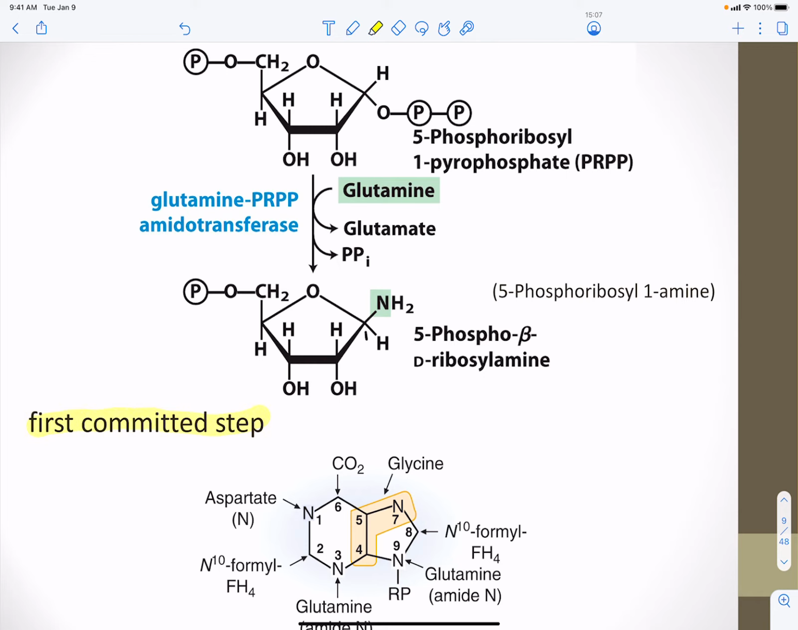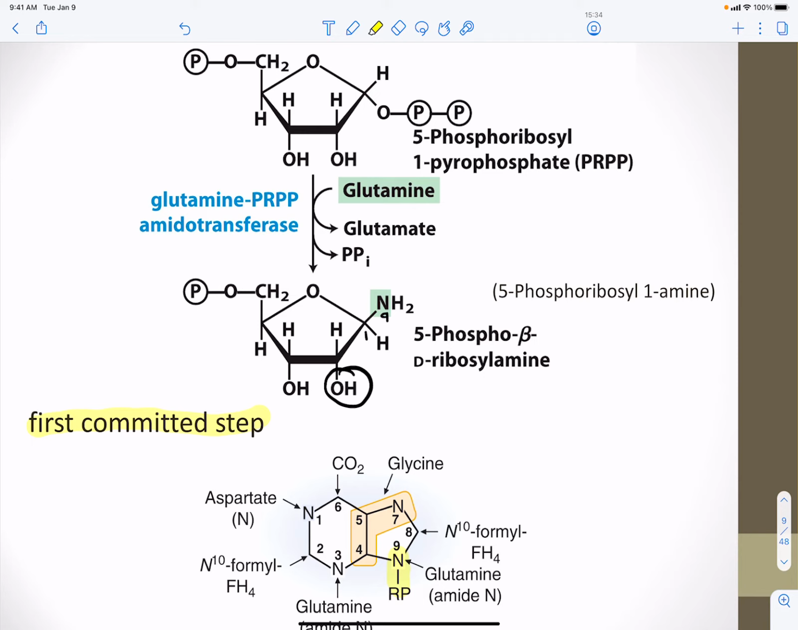Now this nitrogen is going to be nitrogen 9 of the purine ring. So we're talking here, it's carbon 1 of your ribose here. We know it's ribose because of the OH. And then this is going to be your nitrogen 9. So it's this one right here that gets built first. So your nitrogen 9 is what actually binds to your ribose or your deoxyribose.